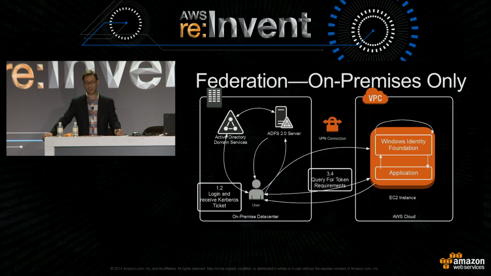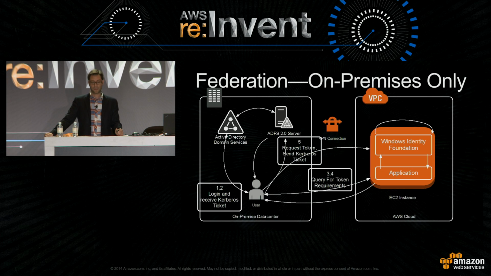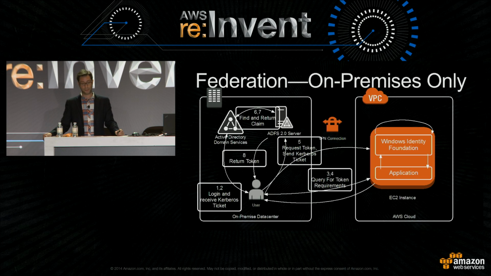So they're going to query the application for their token requirements, and they're going to get those requirements in return. The token request is going to be sent to the ADFS server in the form of a Kerberos ticket. With a Kerberos ticket, ADFS is going to look to Active Directory Domain Services, ADDS, to find and return that claim. ADFS is going to hand the token back to the user, and then the user will, in turn, hand over the token to the application.